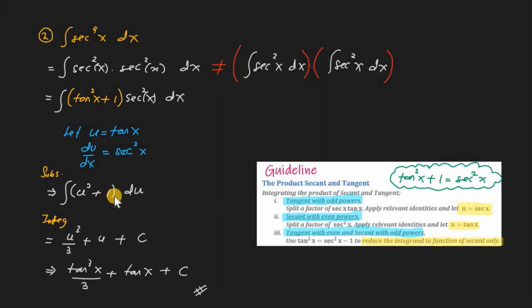Now we have a plus, so you can split or just integrate term by term. Integrating u square is u power 3 over 3. Integrating 1 with respect to u is u. And then you replace back the u. Easy, right?